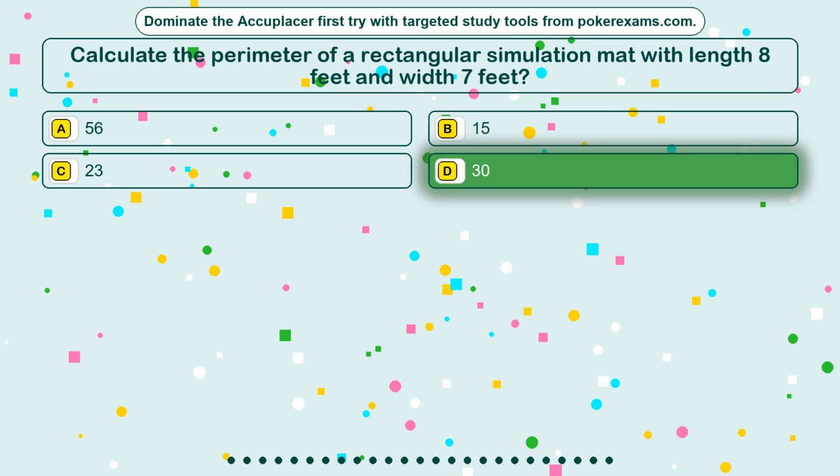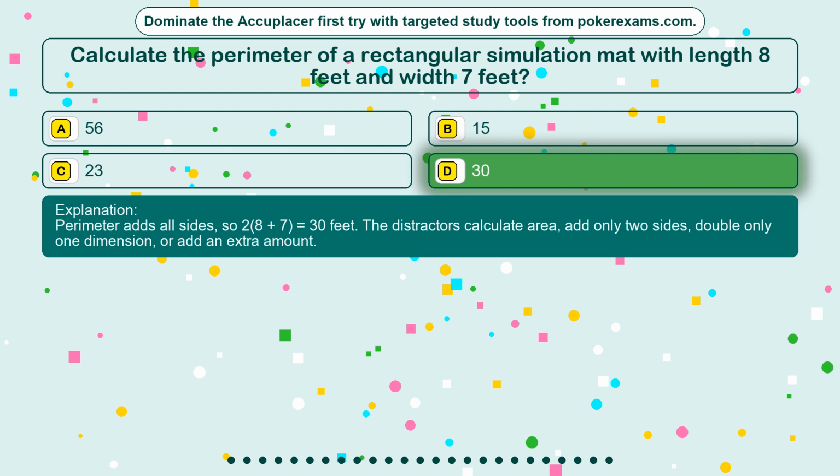The correct answer is option D, 30. Perimeter adds all sides, so 2 times 8 plus 7 equals 30 feet. The distractors calculate area, add only 2 sides, double only 1 dimension, or add an extra amount.